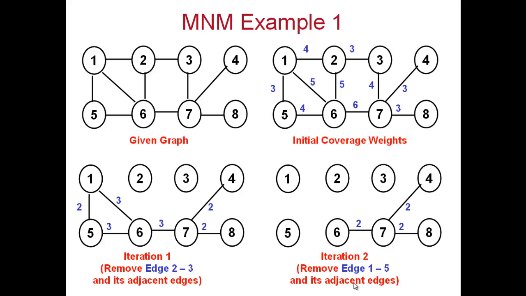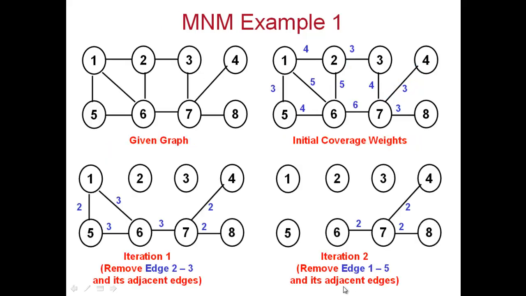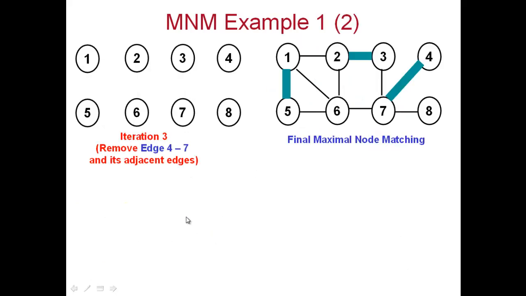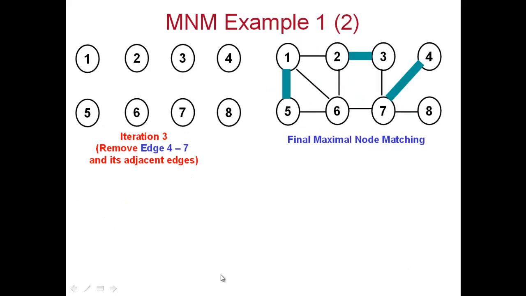So you can again pick any of these 3 edges. Let us say I pick 4, 7. Once you pick 4, 7, the other 2 edges cannot be considered, because they are adjacent to it. So you continue the iterations until the graph gets completely disconnected into isolated vertices. The edges that you pick are part of our maximal node matching. So the edges that we pick here are 2, 3, 1, 5 and 4, 7. These are the 3 edges that are part of the maximal node matching.